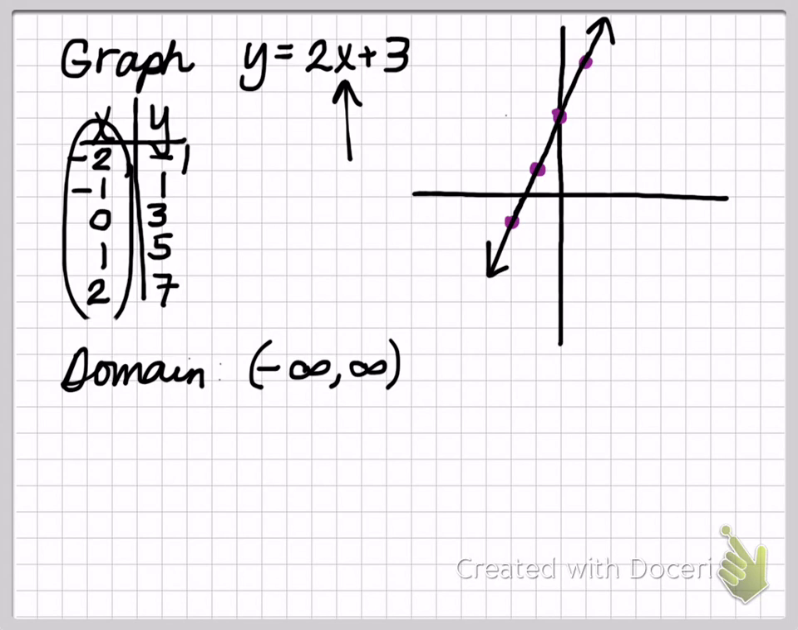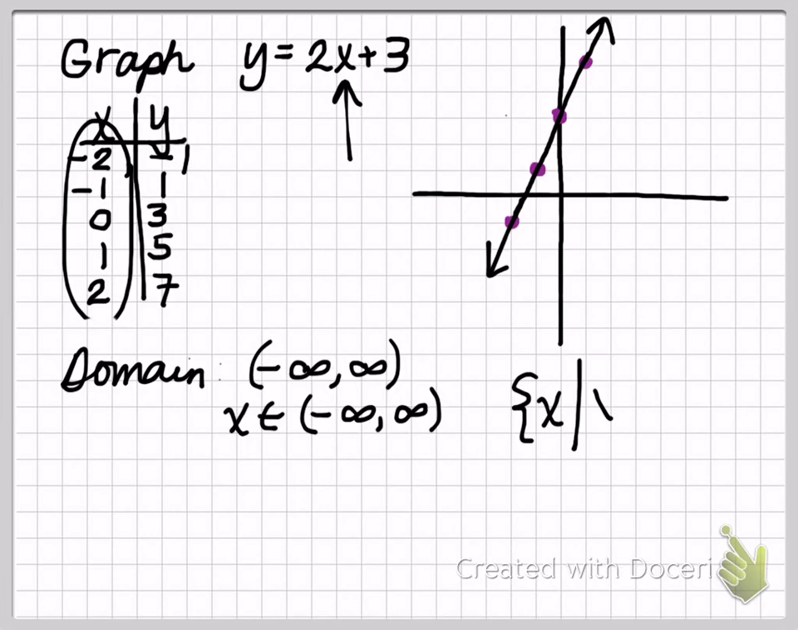Some people will write it x is an element of this interval. So you may see it written that way using your element symbol. Or you may see it in set notation, which is written as the set, all values of x, such that x is an element of the real numbers. This notation here is called set notation, and you're using the fancy R, which represents the real numbers. So a couple of different ways of writing that.